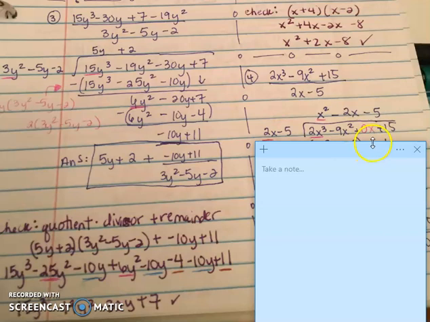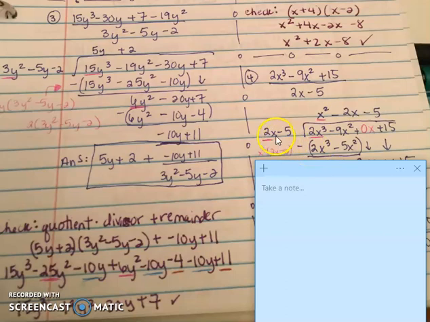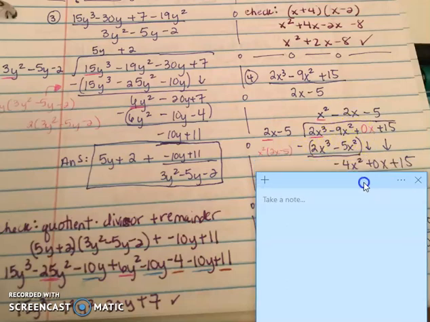And so you'll start the process all over again. What do you multiply 2x by to get 2x cubed? Well, that's x squared. So when you multiply that by the divisor 2x minus 5, x squared times 2x minus 5 gives you this line here. And so now you'll subtract. 2x cubed minus 2x cubed goes away, becomes 0. Negative 9x squared minus negative 5x squared becomes negative 4x squared. Bring down your 0x and your 15 and start all over.